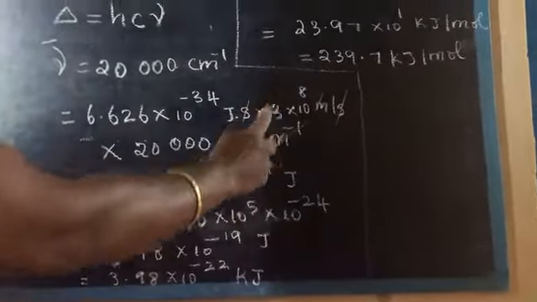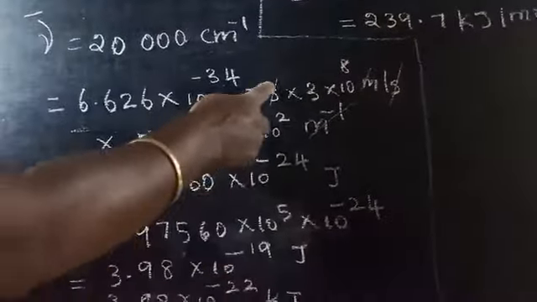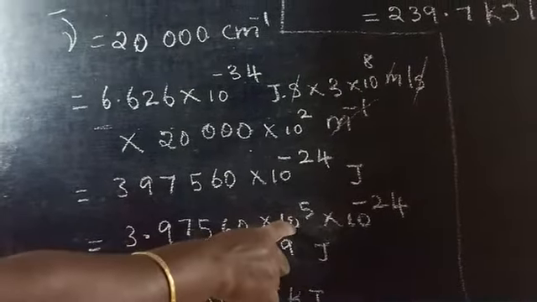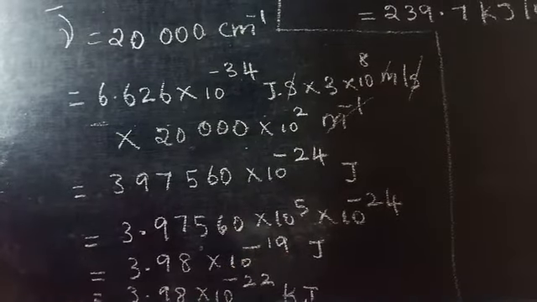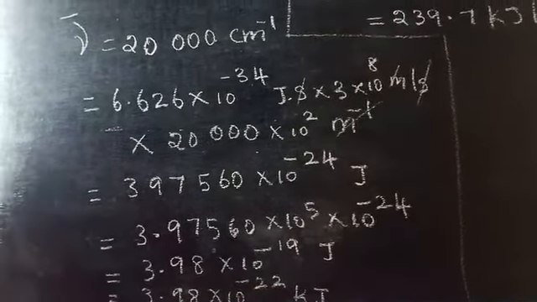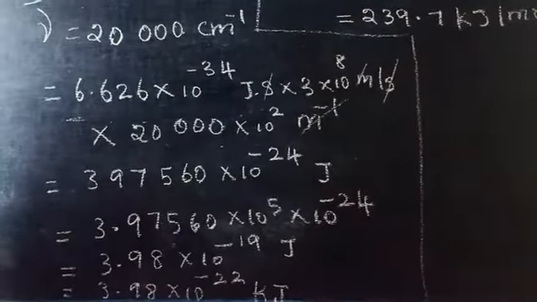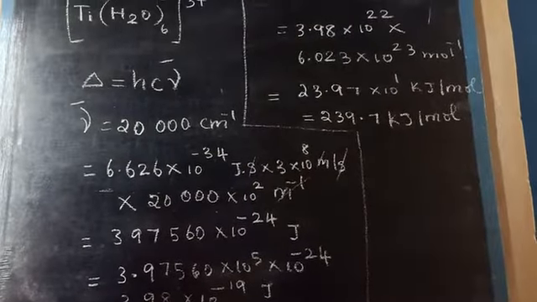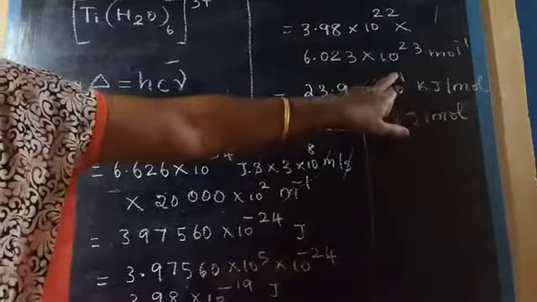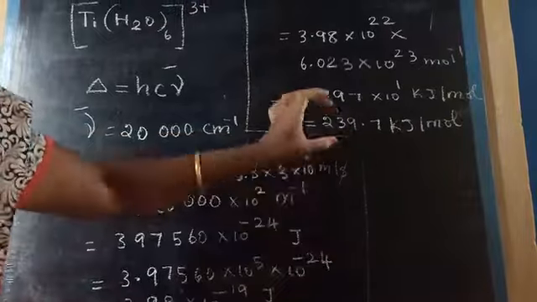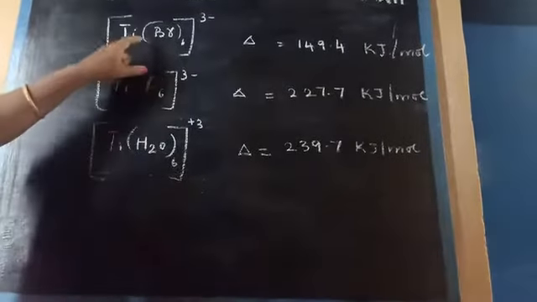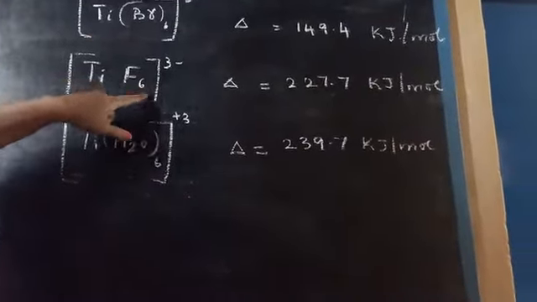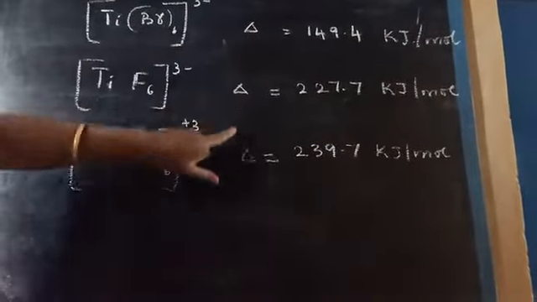Here 10^8, here 10^2, so minus 24, unit cancels, remaining joule. Next put the point, so 10^5, minus 19 joule, converted into kilojoule, times 10^-3, so minus 22. This delta value is expressed per mole, so multiply with 6.023 × 10^23. Here 23 minus 22, so plus 1, power plus 1, put the point, so the value in kilojoule per mole. Now we have done the calculation for titanium Br6, titanium F6, titanium (H2O)6.